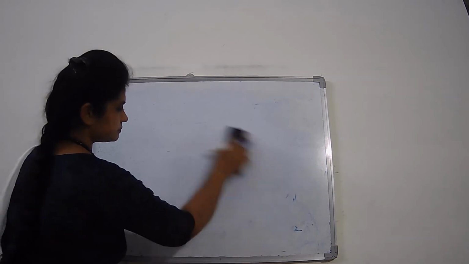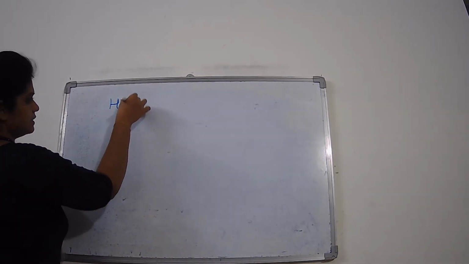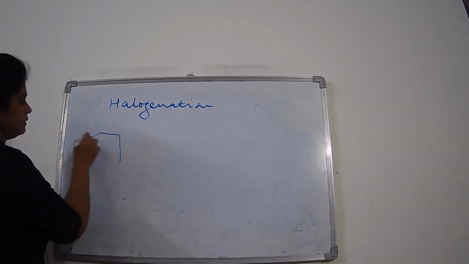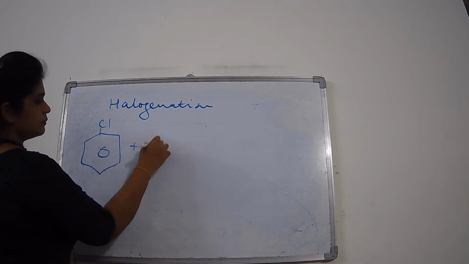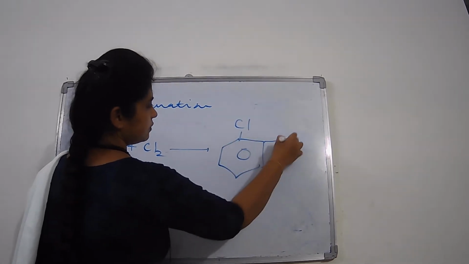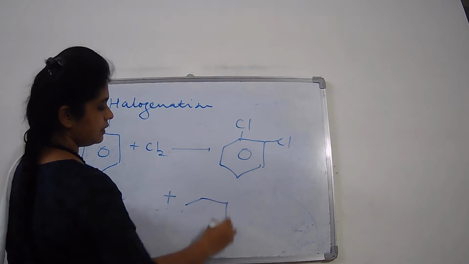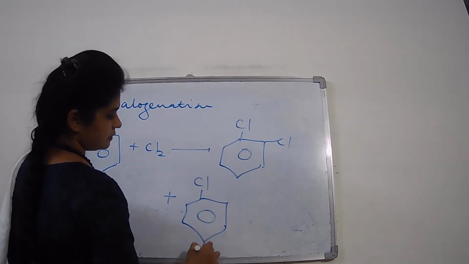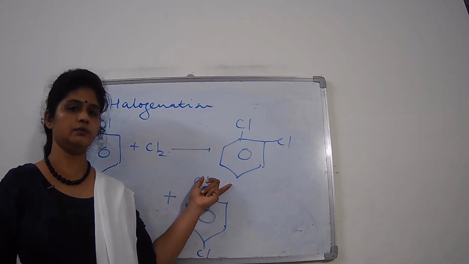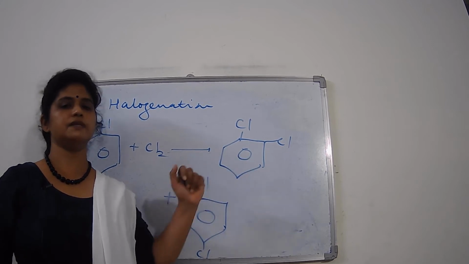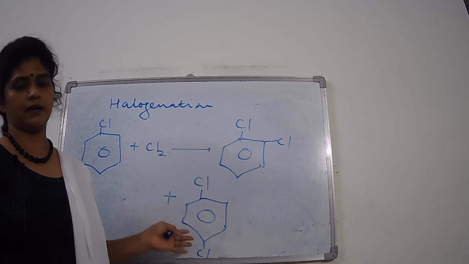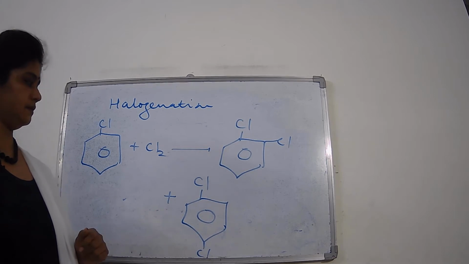The next reaction is simple halogenation. Halogenation may be chlorination or bromination. Simply, we take this chlorobenzene and it undergoes halogenation. So we get two types of compounds. In one, substitution of halogen takes place at the ortho position, and in the other, substitution takes place at the para position. The names of the compounds are ortho-dichlorobenzene, which we can also call 1,2-dichlorobenzene, and 1,4-dichlorobenzene, or para-dichlorobenzene.